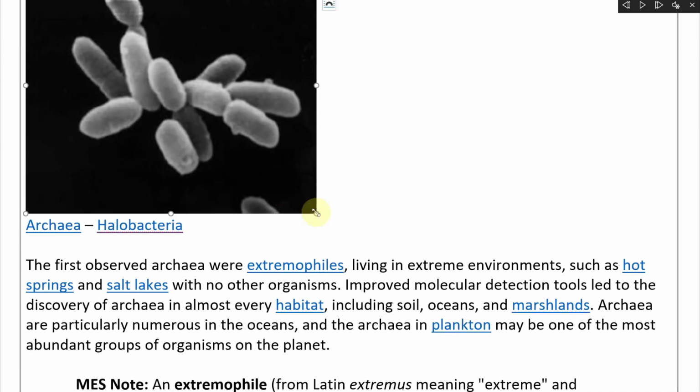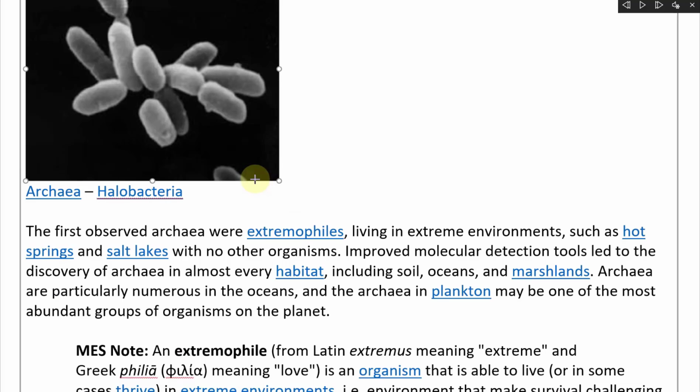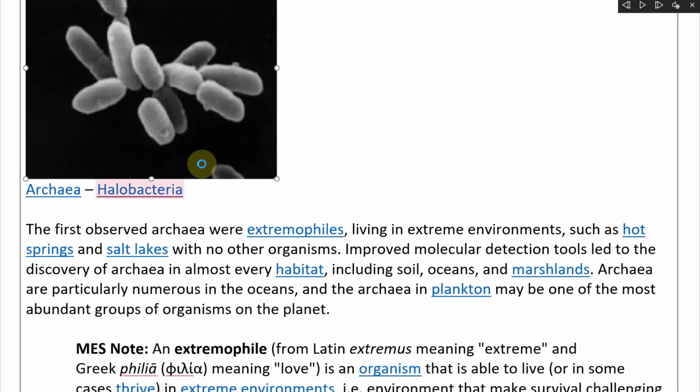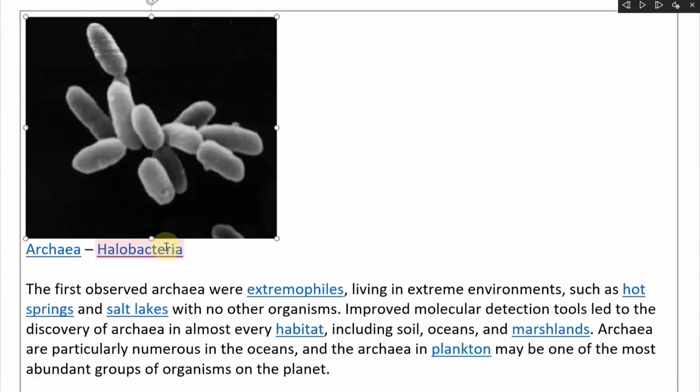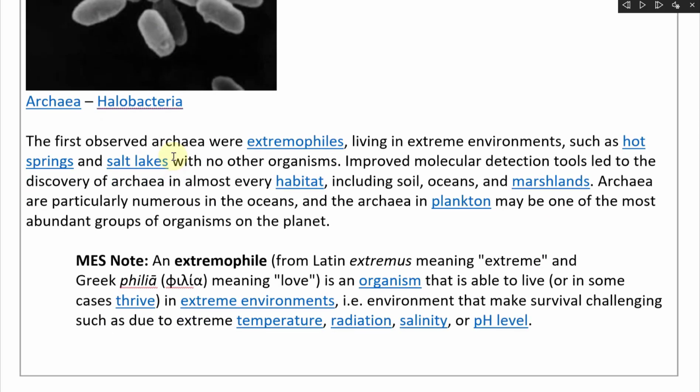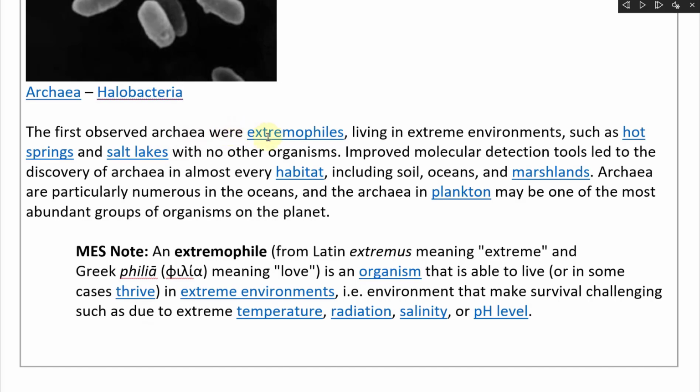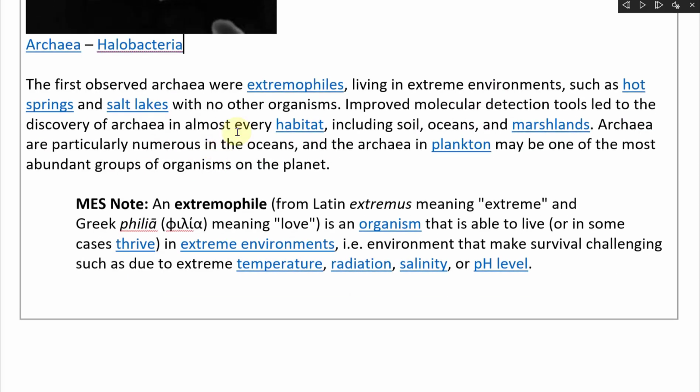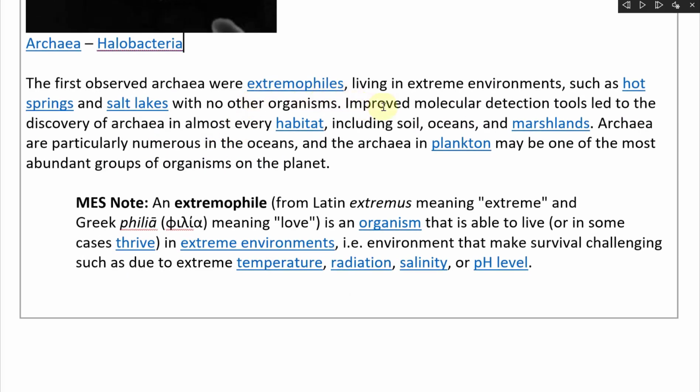And here is Archaea, or halobacteria, a type of Archaea. Notice it looks like bacteria, but it has several different unique characteristics. The first observed Archaea were extremophiles living in extreme environments such as hot springs and salt lakes with no other organisms.